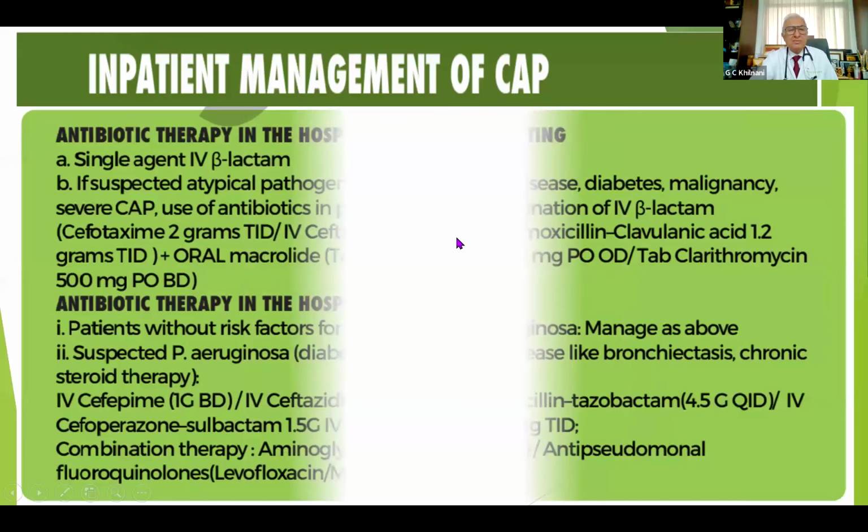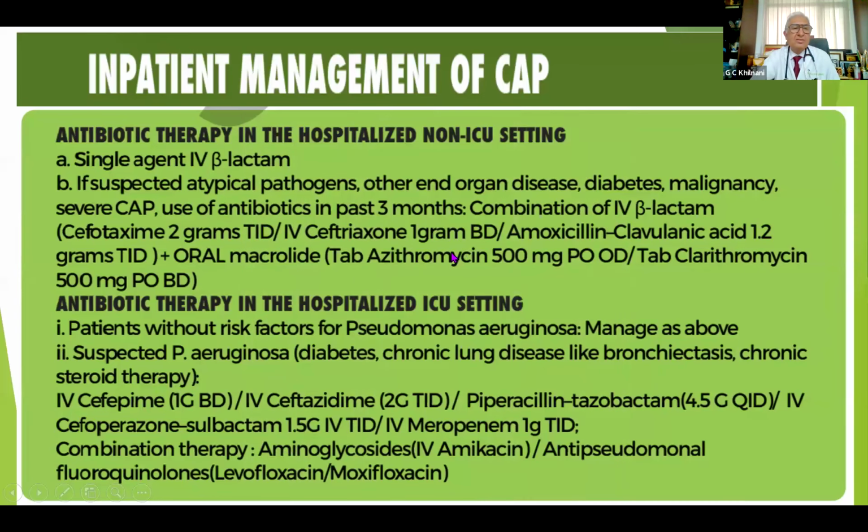Now, inpatient management of pneumonia is different. You can treat with a single agent, an intravenous beta-lactam antibiotic. Now, if you suspect an atypical pathogen, other organ disease, diabetes, or antibiotic use in the prior 3 months, or the person has coexisting lung disease, or is immunocompromised because of any cause, or CKD, then you have to give a combination therapy.